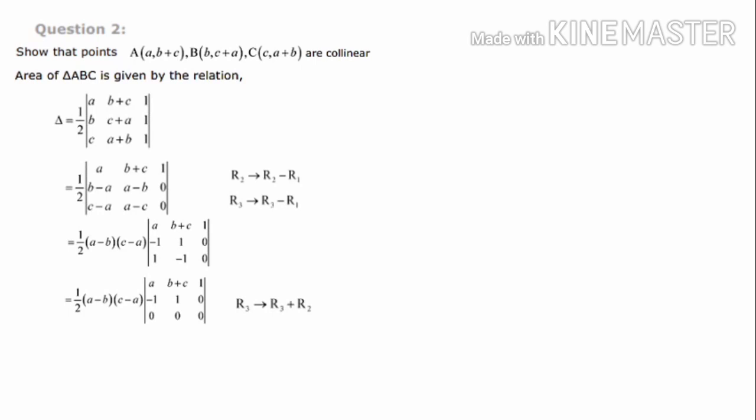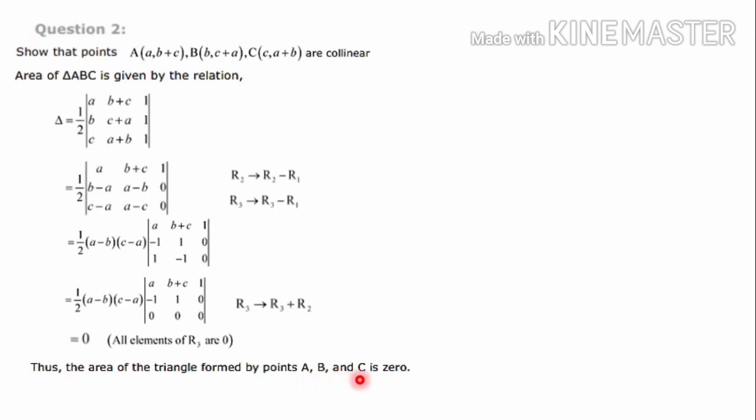Then when you look at the determinant, the third row is completely 0. So we can write the entire determinant value as 0. The reason is all elements of R3 are 0, which we have studied in the properties of determinants. Finally, we have got the area of the triangle equal to 0. So we can conclude that the points are collinear.